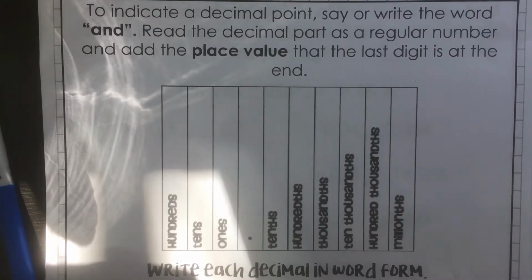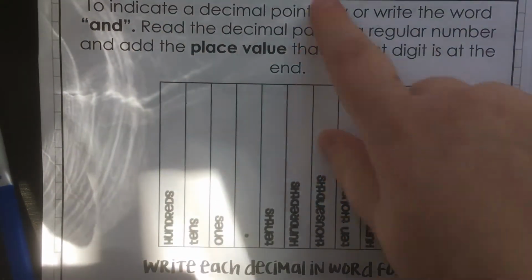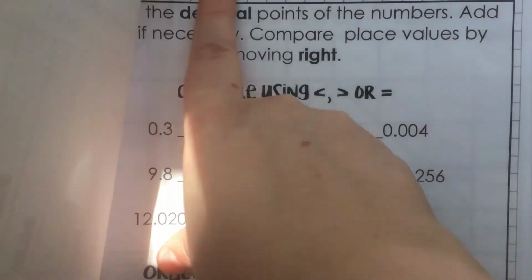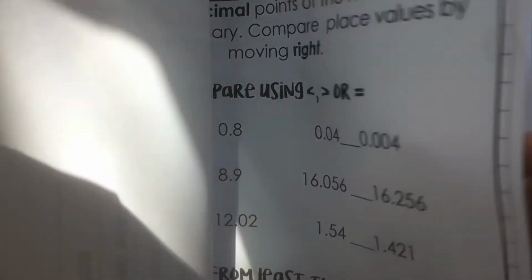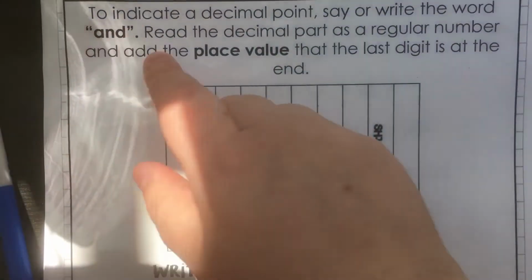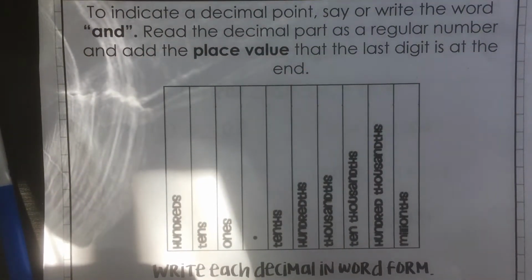Today for our math lesson, we're going to look at some place value things both in decimal and whole numbers. To indicate a decimal point, you need this naming decimals paper, you need ordering decimals, and then we're also going to do some word problems today. So those are the 3 pages you need.